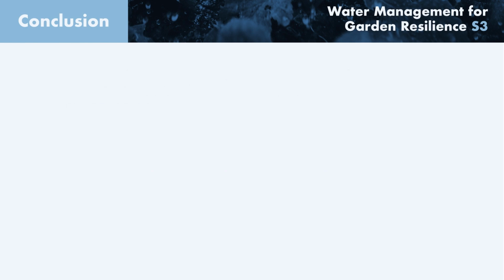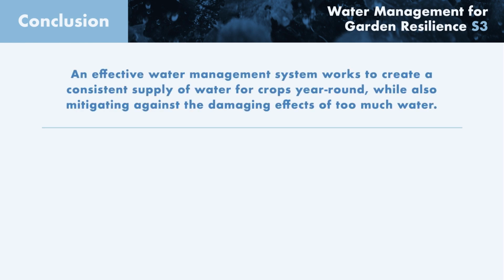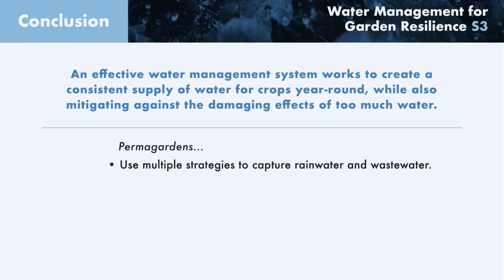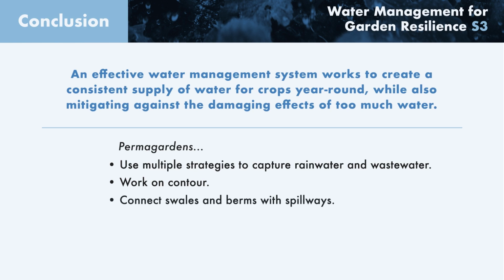In conclusion, an effective water management system works to create a consistent supply of water for crops year-round, while also mitigating against the damaging effects of too much water. Permagardens use multiple strategies to capture as much rainwater and wastewater as possible at this site. They work on contour to slow, spread, and sink water into the soil so that it can be effectively used by crops. They connect swales and berms with spillways to ensure all water is used efficiently and excess water is directed to where it is less damaging.